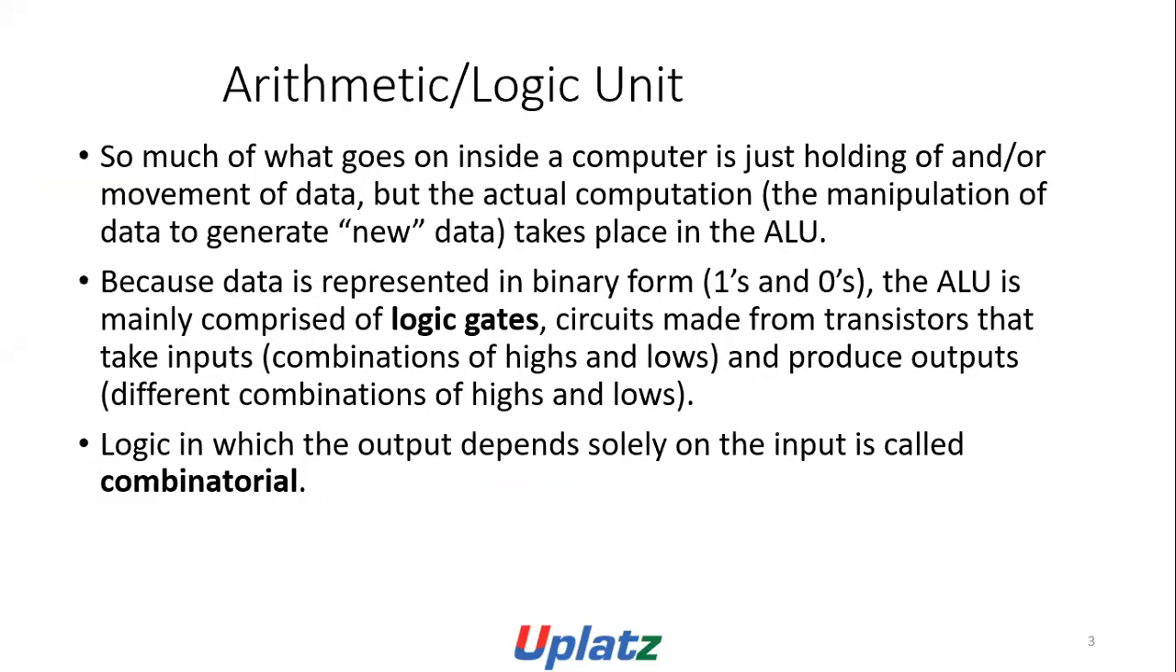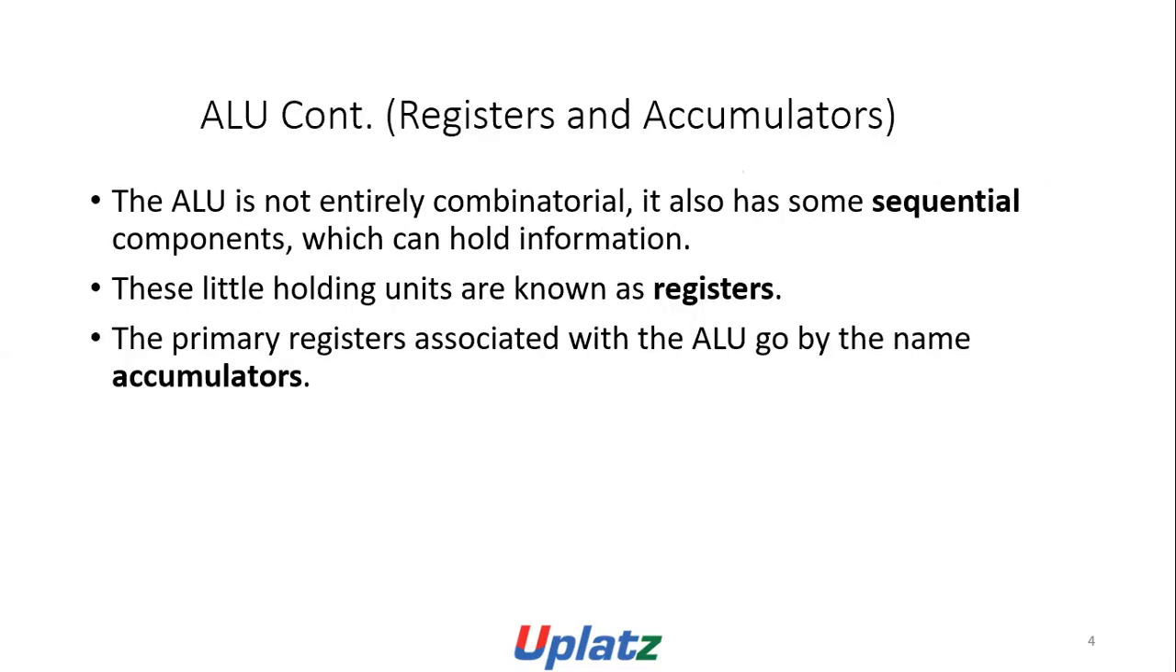Input output, IO. Arithmetic logic unit: so much of what goes on inside a computer is just movement of data, but the actual computation, the manipulation of data to generate new data, takes place in the ALU. Because data is represented in binary form, ones or zeros, the ALU is mainly comprised of logic gates, circuits made up from transistors that take inputs, combinations of 1s and 0s, and produce outputs, different combinations of 1s and 0s. Logic in which the output depends solely on the input is called combinatorial.